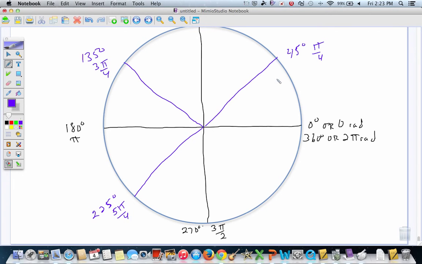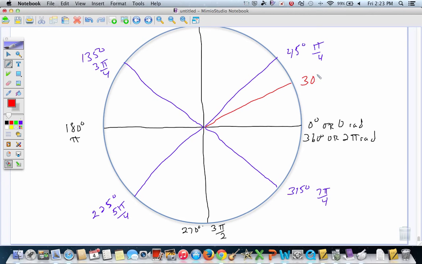And we'll go to the third quadrant, I'd have 225 degrees, which is the same thing as 5 pi over 4. Again, same idea. 45 times 5 gets us 225, so 5 times pi over 4 gets me 5 pi over 4. And one more time here in quadrant number 4, we have 315 degrees, which is the same thing as 7 pi over 4. So as we move through here, that's kind of our goal for the next day or two, to be able to equate certain degree and radian measures.